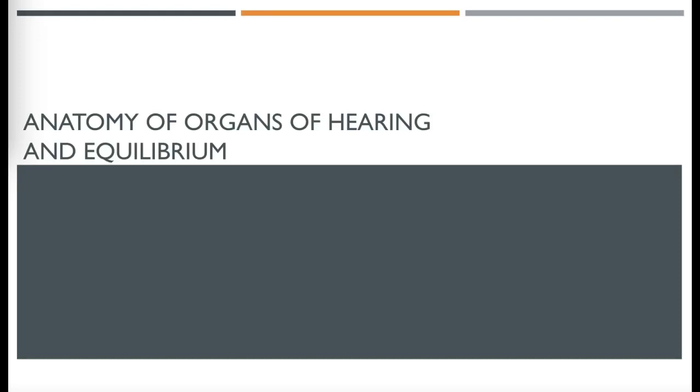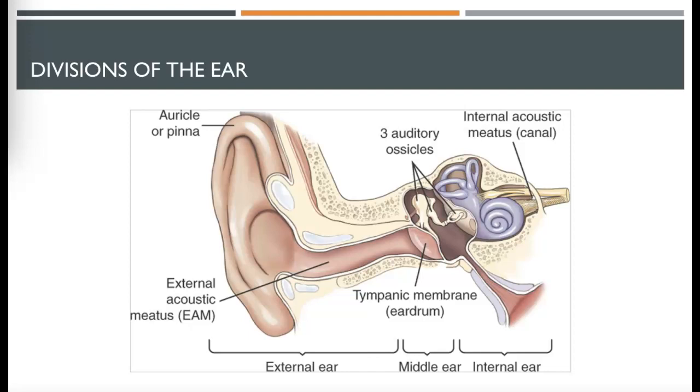Hi everybody, in this lecture we will be looking at the anatomy of the organs of hearing and equilibrium. So, the organs of hearing and equilibrium are the main structures found within the petrous portion of the temporal bones. The three main divisions of the ear are the external, the middle, and the internal portions.